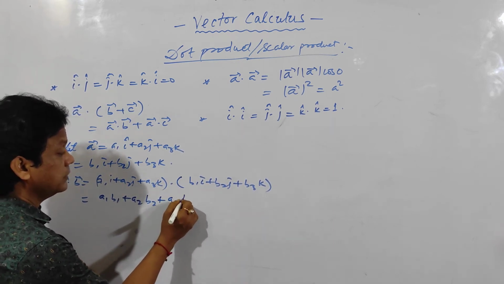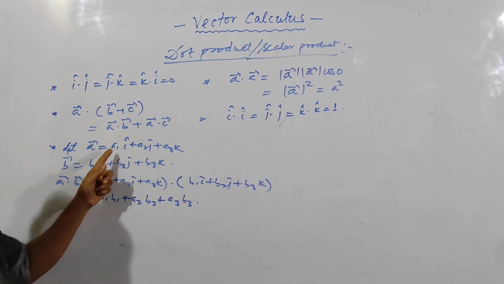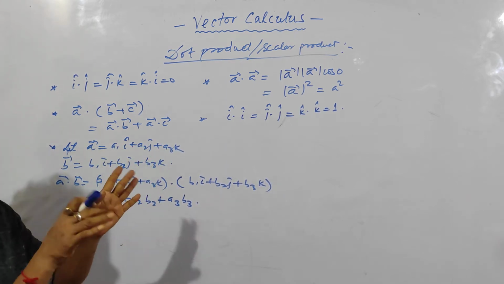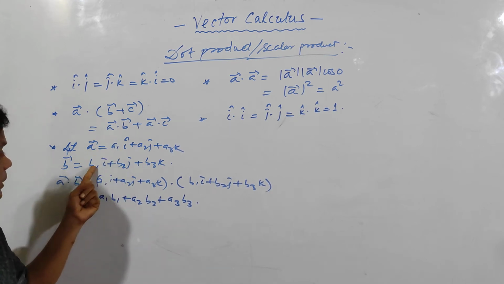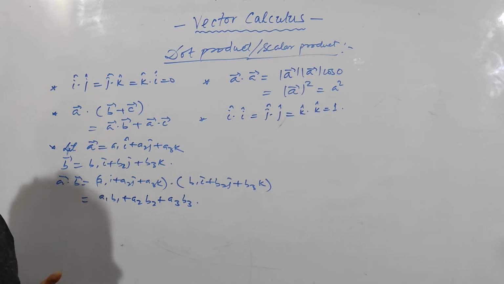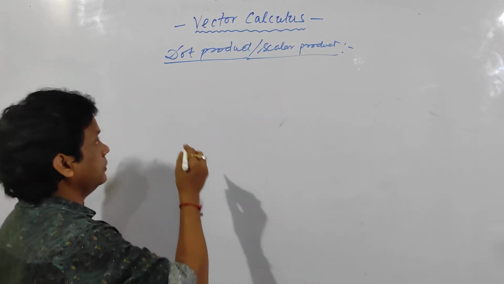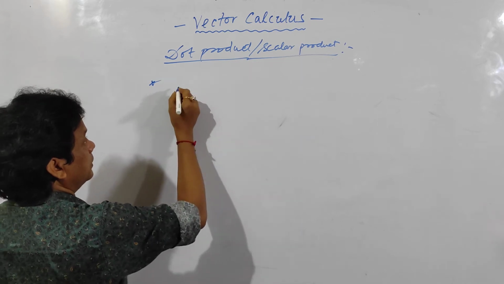That means simply write the i, j, k terms, and the other terms vanish. That means a1 b1 plus a2 b2 plus a3 b3. So this is the value of A dot B. Clear? Now see here, some properties I am going to tell you.